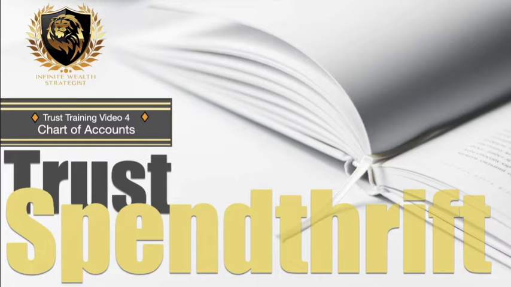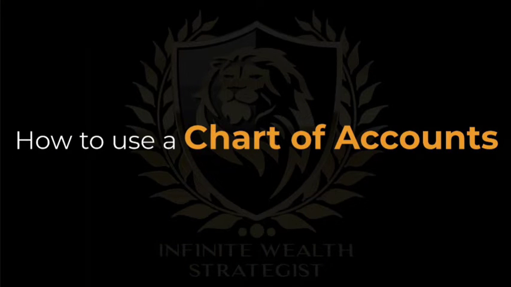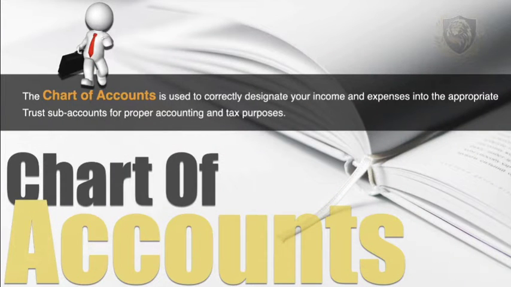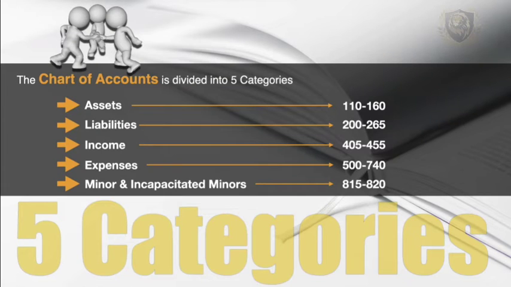In the third session, we discussed how to use the deposit and expense register to track all trust expenses. We want to continue with the topic of understanding trust income and trust expenses and how to use a chart of accounts. So let's begin with how to use a chart of accounts. The chart of accounts is used to correctly designate your income and expenses into the appropriate trust subaccounts for proper accounting and tax purposes.